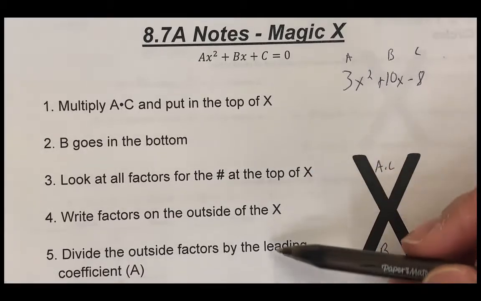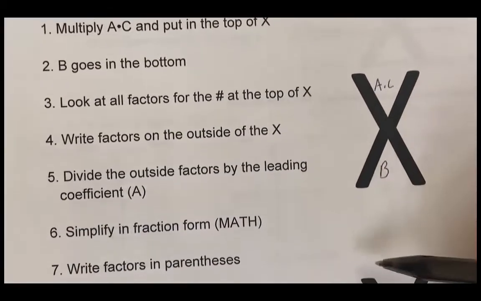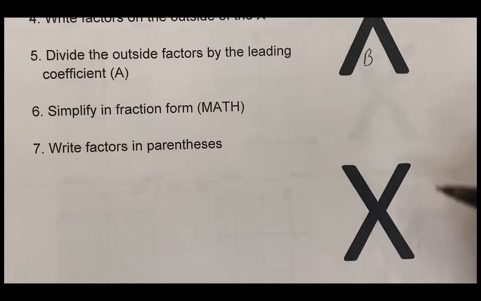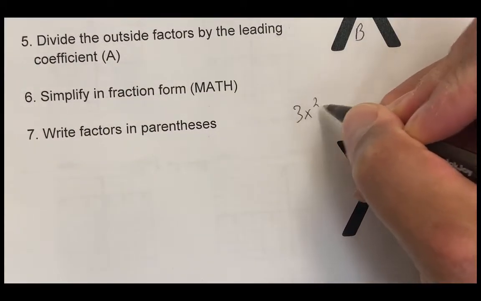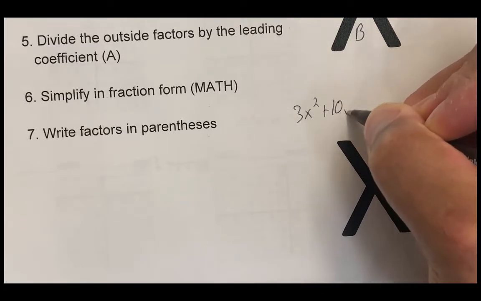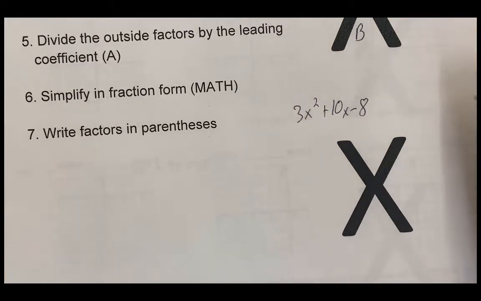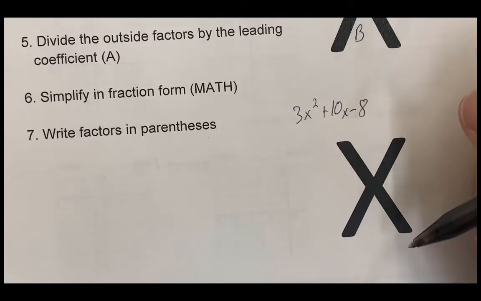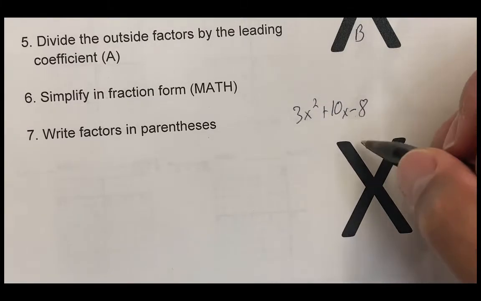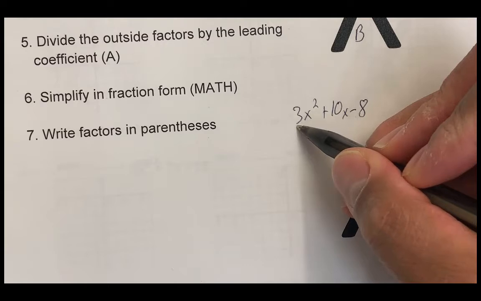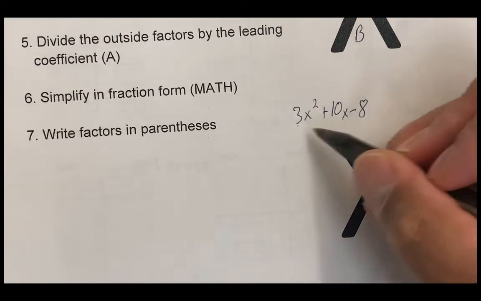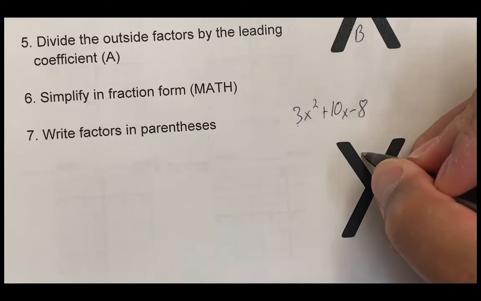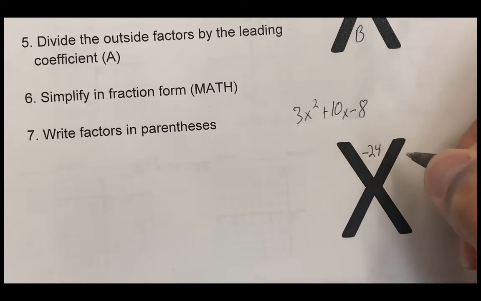So instead of walking through each of these steps without an example, let's come down here to this one that's kind of empty and ready for us. And I'll rewrite that 3x squared plus 10x minus 8 so we can see it. And we'll actually do the factoring here for this one down on this X. So we said our first step was to take A, which is 3, and C, which is negative 8, and multiply them. 3 times negative 8 comes out to negative 24. Okay, and that negative sign is going to be really important.